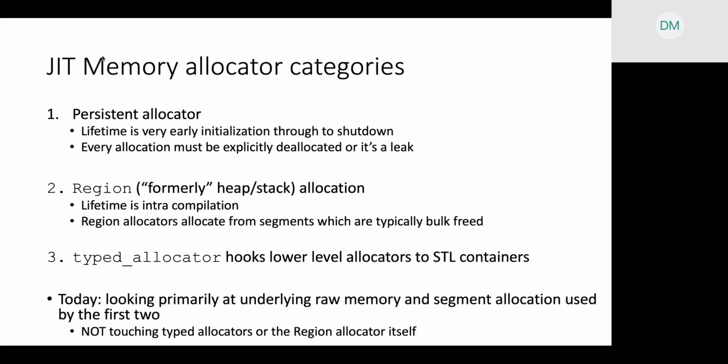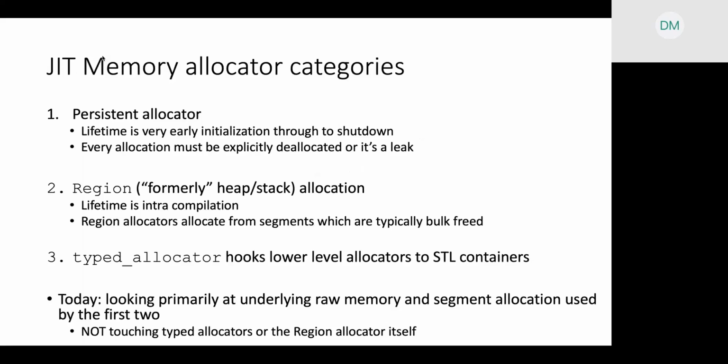This slide lists three levels, or three types, of memory allocation that are happening in OMR and OpenJ9. So the first is the persistent allocator, which exists all the way through the entire compiler's lifetime, so it crosses different compilations. And it tends to be a very allocate and free type of style. If you don't deallocate something, it's a leak. So everything is explicitly deallocated.